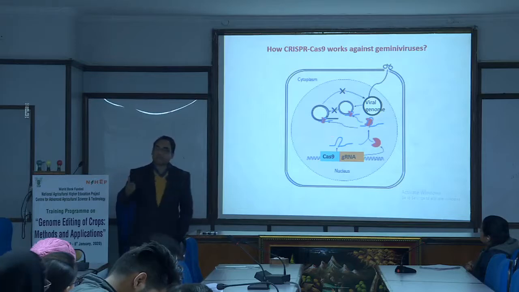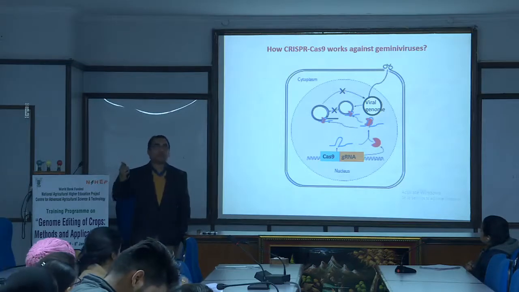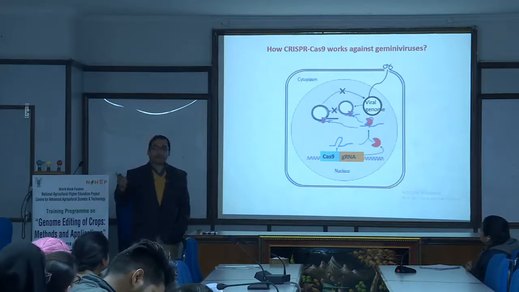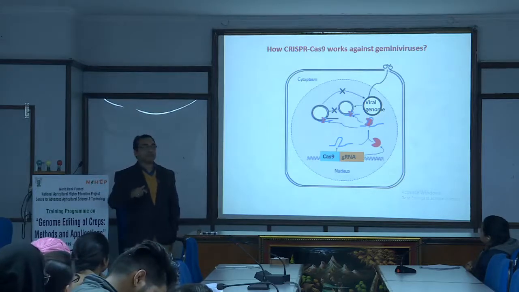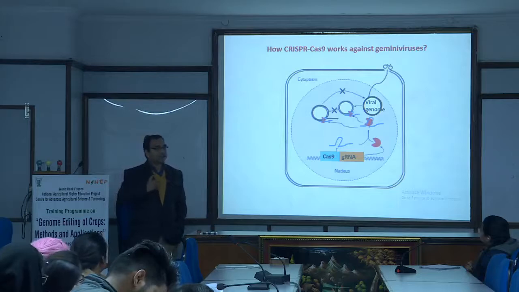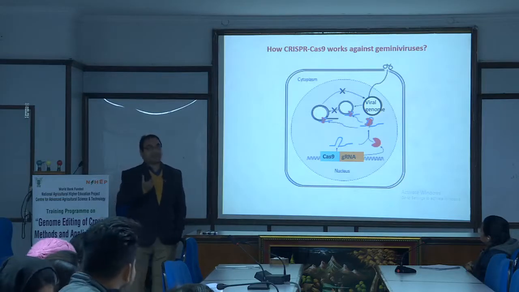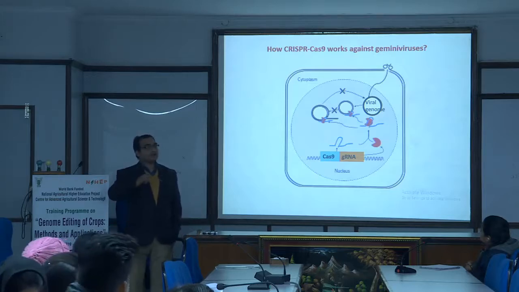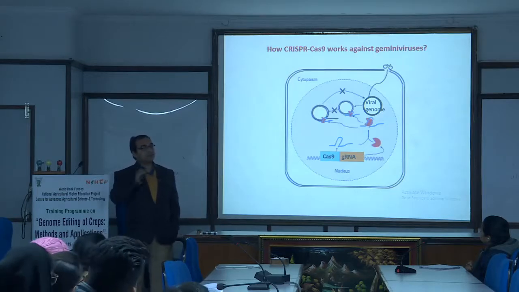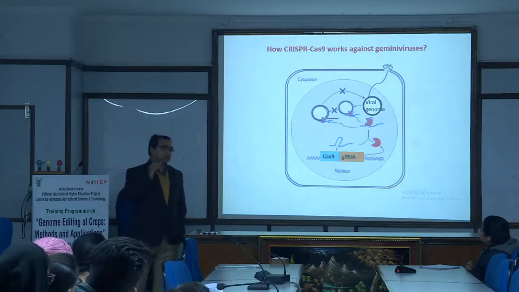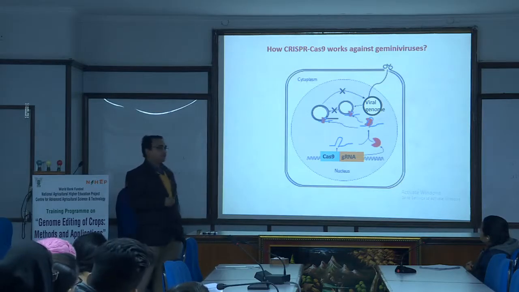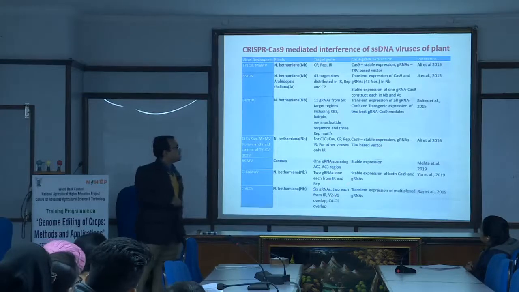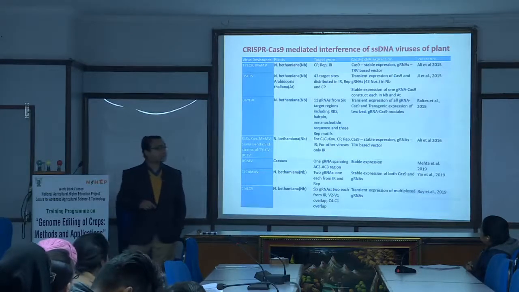It is just like the bacteriophage comparison. The same thing actually happens in the bacteriophage. When the bacteriophage comes and infects the bacterial cell, the bacterial cell already has CRISPR-Cas9 content, so it will produce that machinery. Just that thing is replicated in the plant system to target the DNA viruses of the plant. So, these are the examples people have already worked out.